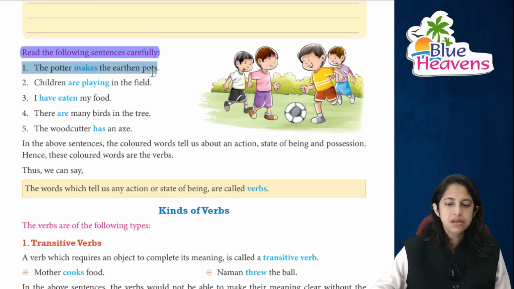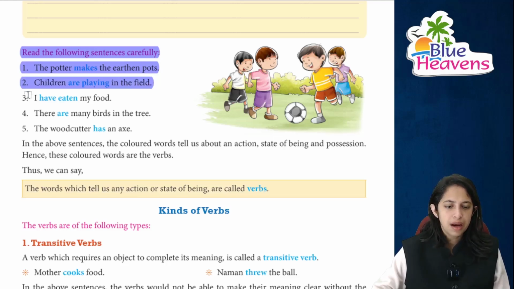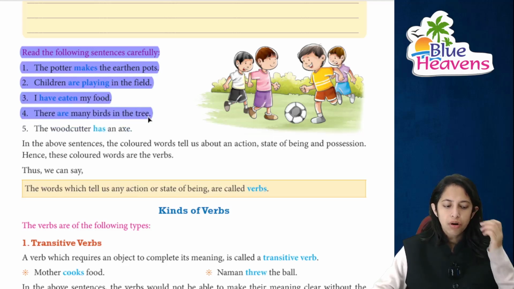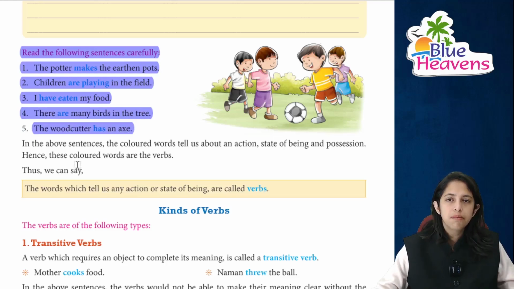The potter makes the earthen pots बनाते हैं. Children are playing in the field. बच्चे field में खेल रहे हैं. I have eaten my food. मैंने अपना खाना खा लिया है. Right? There are so many birds in the tree. बहुत सारी birds हैं trees में. The woodcutter has an axe. Woodcutter के पास एक axe है.